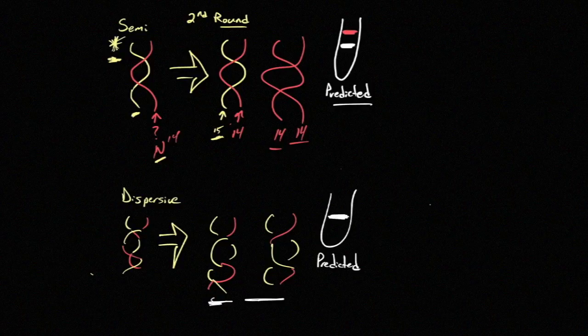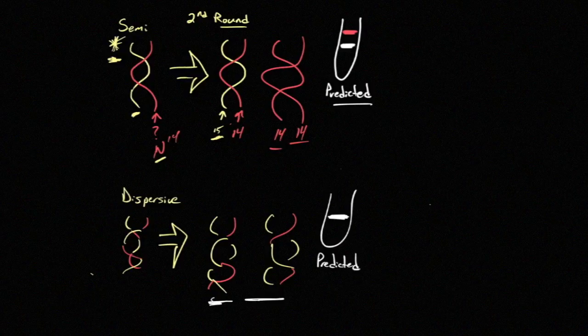You see, in this model here, we predicted 2 bands, one at the top and one in the middle, because one chromosome was made of the light nitrogen, right? And the other chromosome was made of half heavy. Whereas in this model, it predicts that we would have one band in the middle, because both chromosomes are made of 50-50, heavy and light. So the dispersive method was only right once. That's right. Good. You skipped a step, but I'm good.